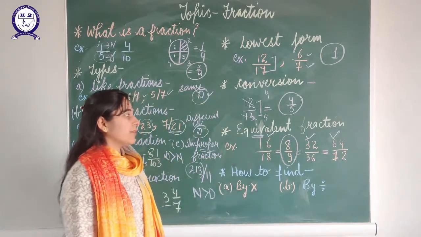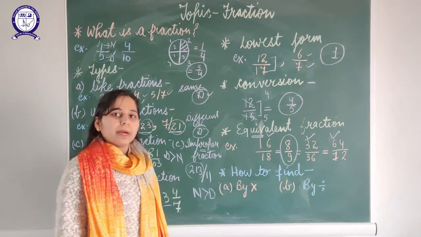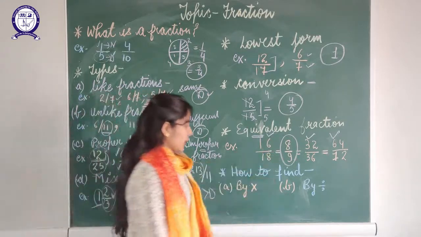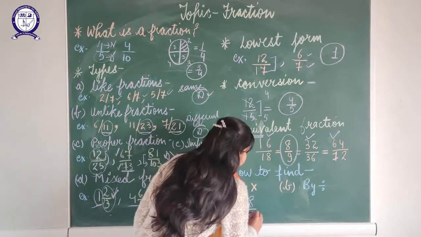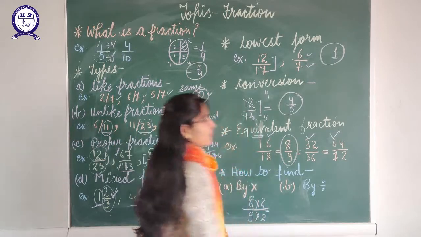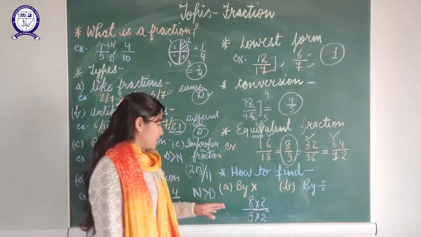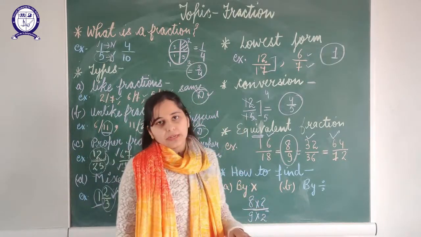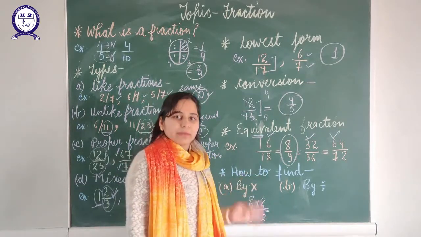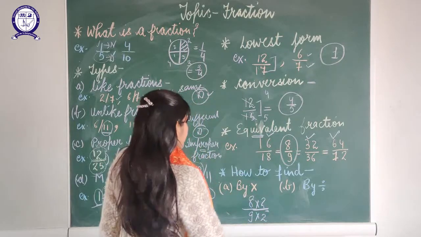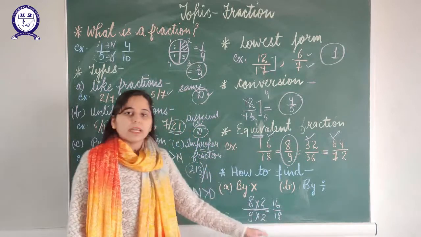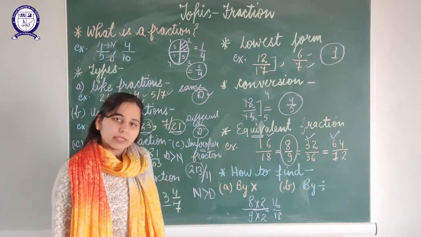How to find the equivalent fraction of any fraction? We will multiply the numerator and denominator by the same number. Suppose 8 by 9 is there and I am multiplying both numerator and denominator by 2. We will multiply by any number other than 0 and 1, because if we multiply by 0, 0 will come, and if we multiply by 1, the same number will come. So now 8 twos are 16, 9 twos are 18. So this 16 by 18 is an equivalent fraction of 8 by 9.